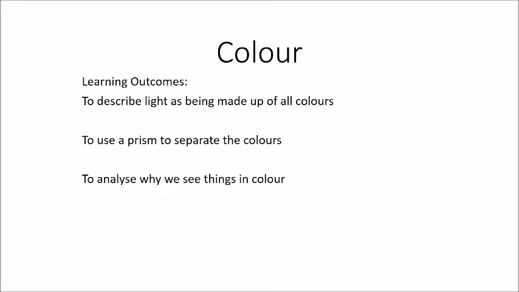So, today's lesson, we're looking at 3 learning objectives: to describe light as being made up of all colours, to use a prism to separate colours, and to analyze why we see things in color.